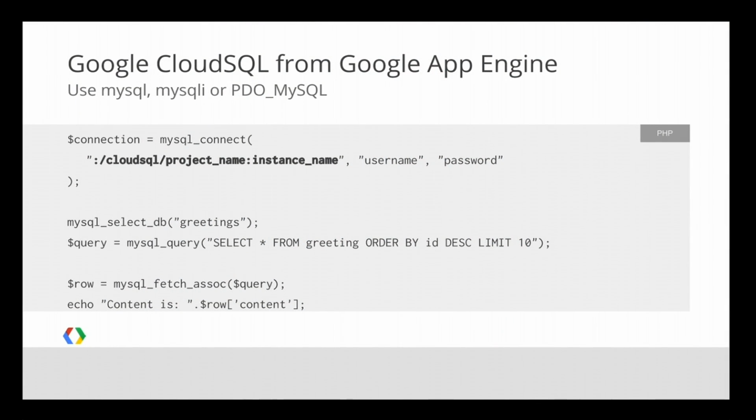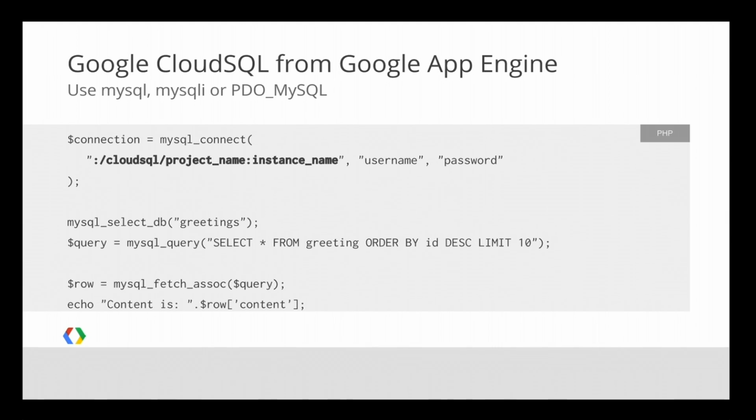Now, if you've ever worked with MySQL and PHP before, I'm sure many of you have, then you'll know, first of all, that PHP makes it easy. But second of all, that PHP makes it easy with 3 different libraries. There's the MySQL library, the MySQLi library, and the PDO MySQL library, amongst possibly others. And the good news is, with App Engine and Cloud SQL, we've optimized it to work with all 3 of them.